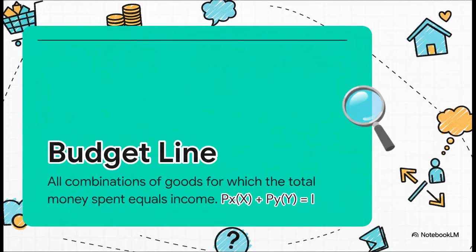We show this financial reality with something called the budget line. It's a really simple but powerful idea. It just shows all the possible combinations of two things you can buy if you spend every penny of your income. You can think of it as the frontier of what's possible for you. Anything on the line or inside of it is fair game. Anything outside of it is, for now, just a dream.